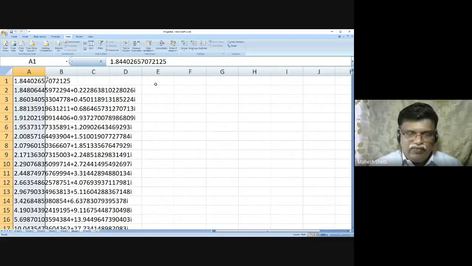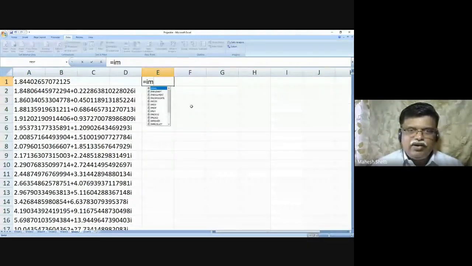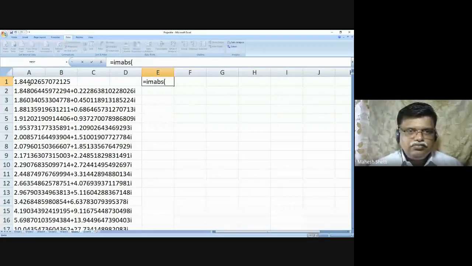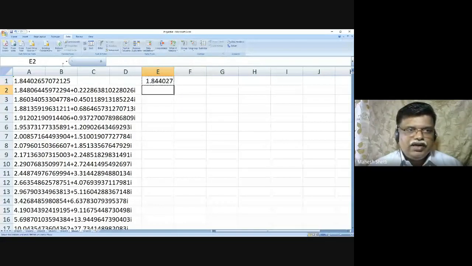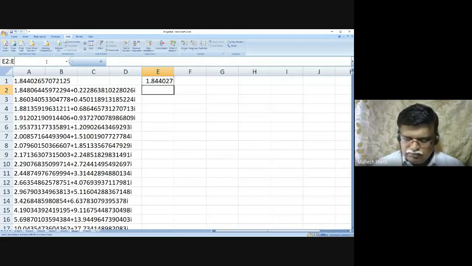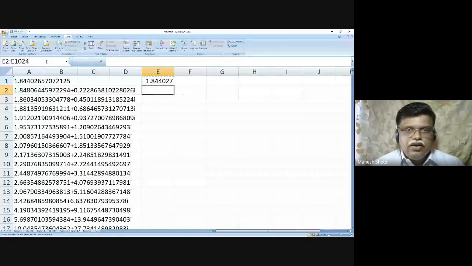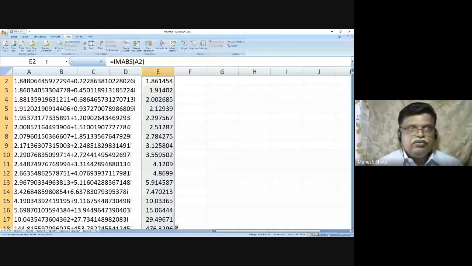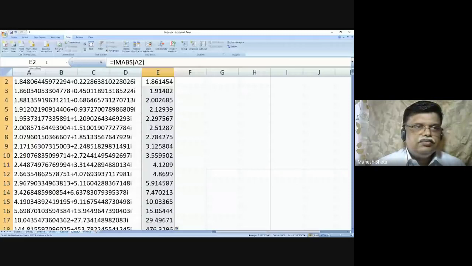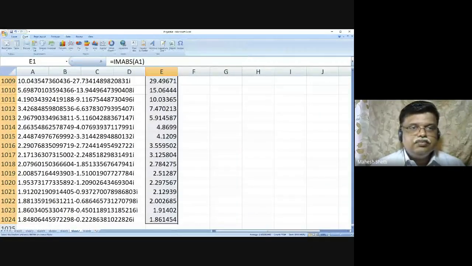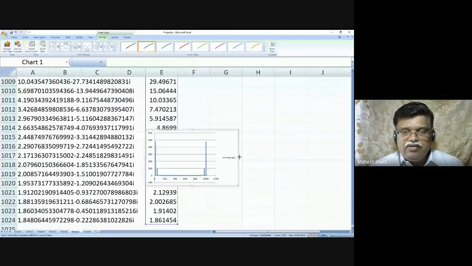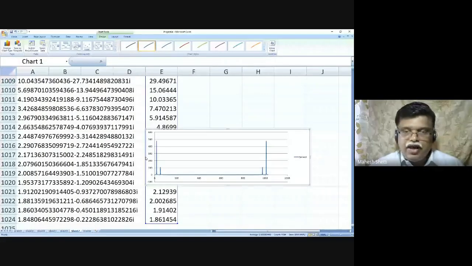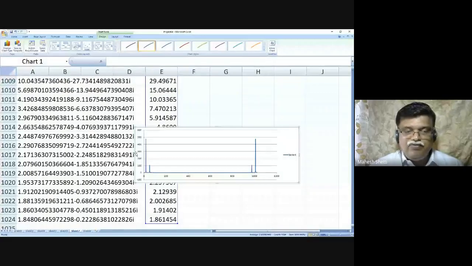Fine. I have to find out the absolute value of these terms. IMABS is a function, and what I can do is put this in, and let me plot this. So when I plot this, you clearly observe that there are two frequency components, and one frequency component is higher than the other. That you had also observed very clearly.